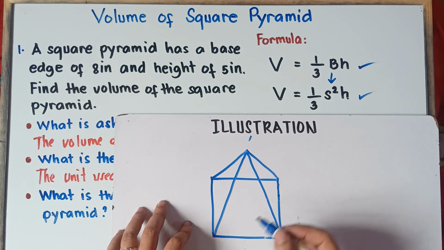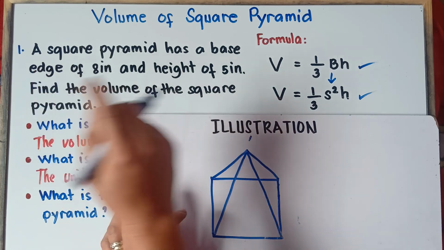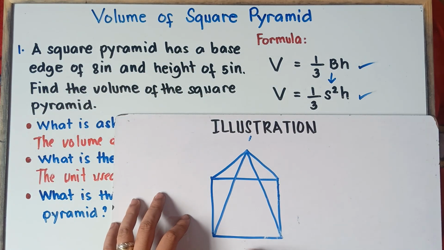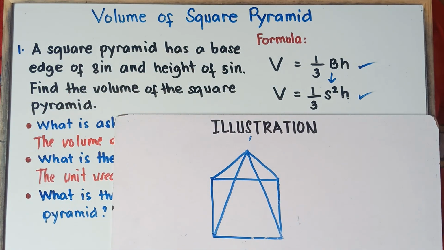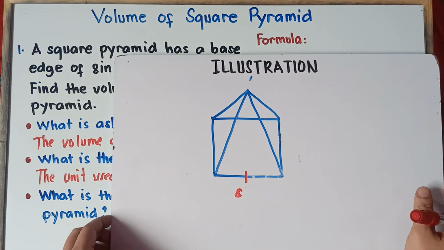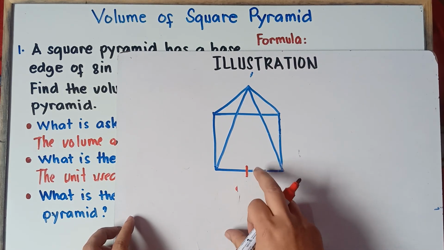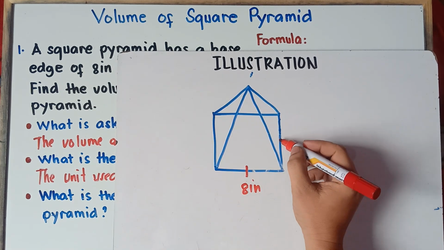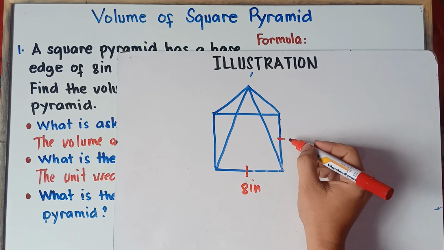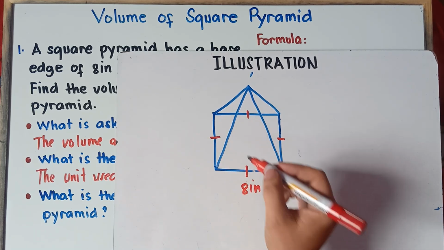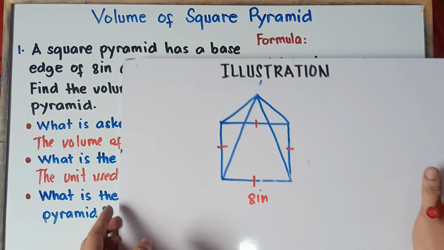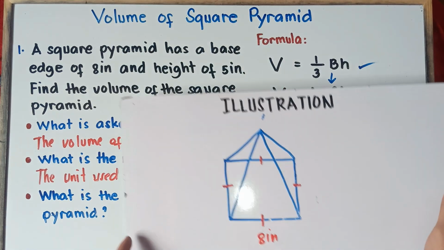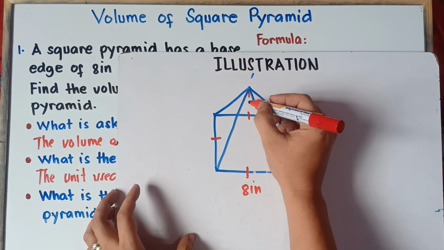We are given the base edge, or the base side. The side of the base, this side, is 8 inches. So this is 8 inches. Given the base side of 8 inches, the other sides must be the same: this is also 8 inches, this is 8 inches, and then 8 inches. And we are given the height, which is 5 inches. So our height is 5 inches, this height right here.